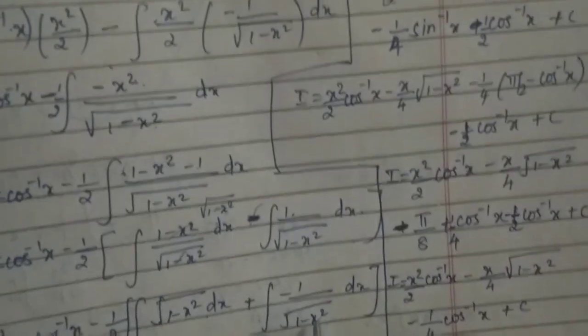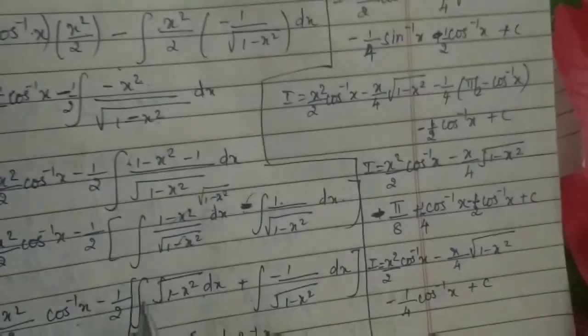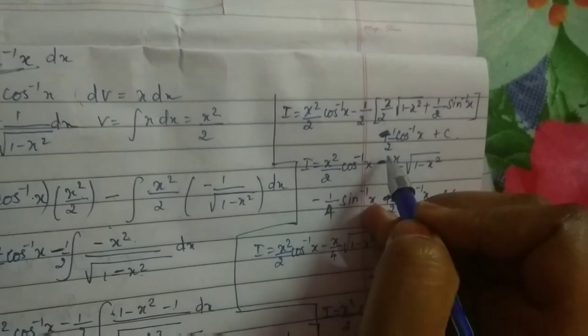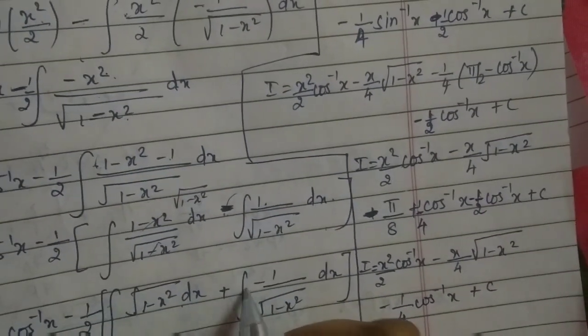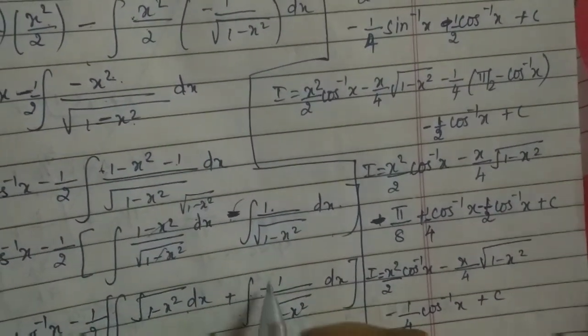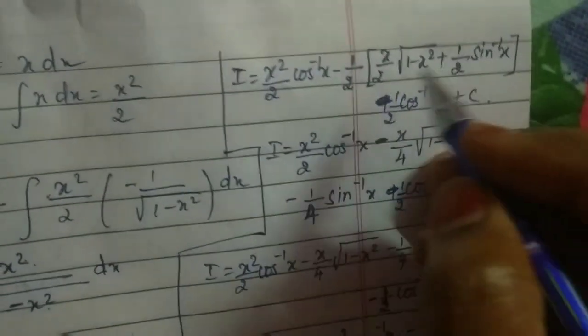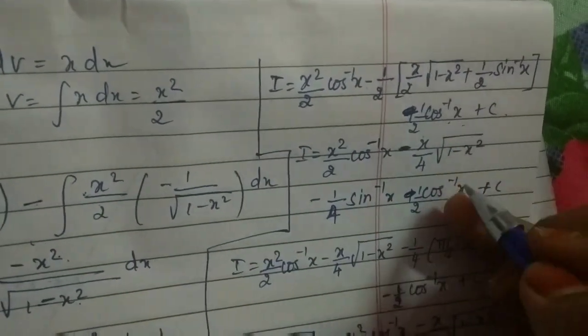Plus this value is nothing but cos inverse of x. So I am going to multiply this minus half inside. So minus half is here. Now here this is nothing but plus cos inverse of x. When you multiply minus half to it, you will be getting minus half cos inverse of x plus c.